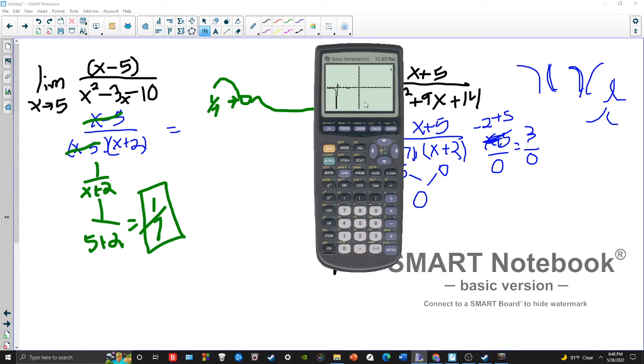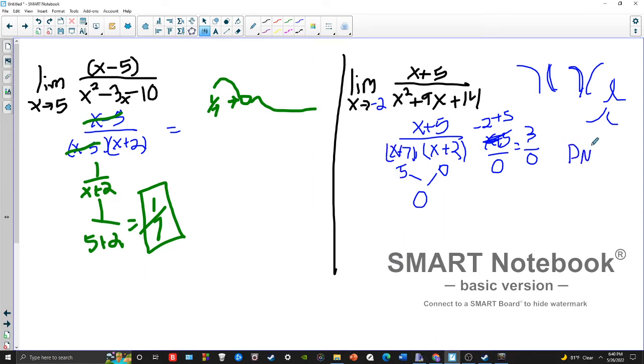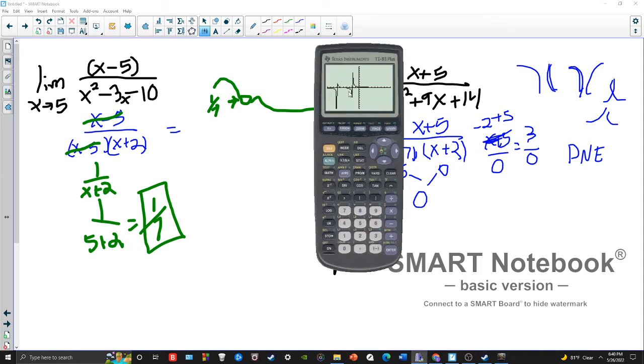Okay, well, what happens at negative 2? Well, it looks like at negative 2, you can see here, it's going to split down on the left side. It's going to split up on the right side. And so this is going to be another does not exist. Because, again, the splits disagree. The left side says, hey, we're going to negative infinity. The right side says, no, we're going to positive infinity. Since they can't agree, we say that the limit does not exist there.